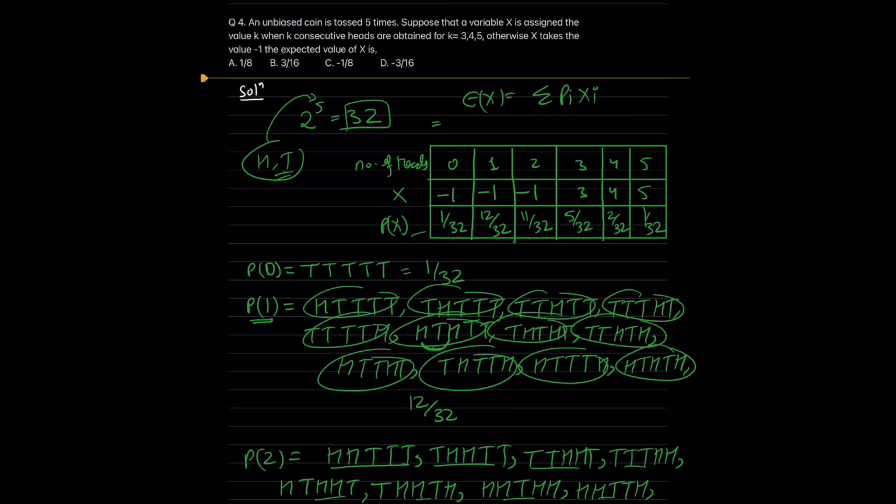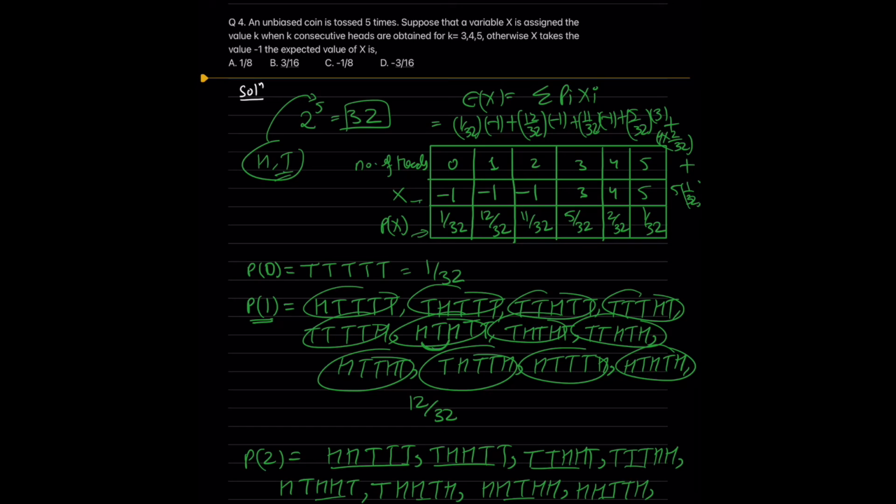So this is our pi, this is our xi. So this will be 1 upon 32 into minus 1, plus 12 out of 32 into minus 1, again 11 out of 32 into minus 1, plus 5 out of 32 into 3, plus 4 into 2 out of 32, plus 5 into 1 out of 32.